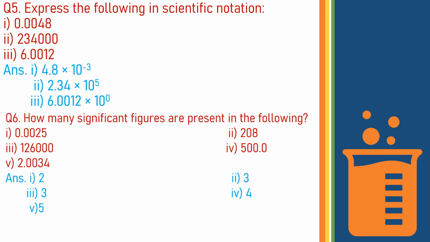500.0. Now how many significant figures does it have? Obviously 4. Why? Because we are knowing that if a number ends in 0 and these zeros are to the right of the decimal point, then these zeros are significant. Similarly, the last one, how many significant figures does it have? Obviously 5. 20034.5. I hope you have understood.